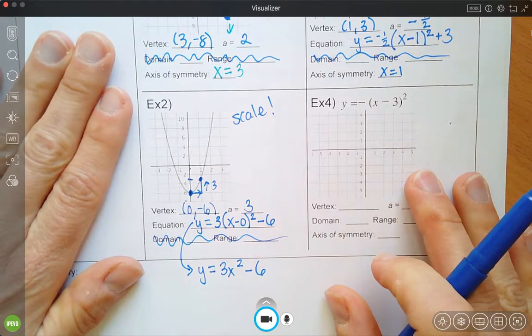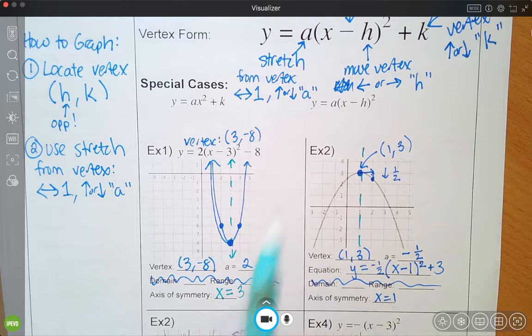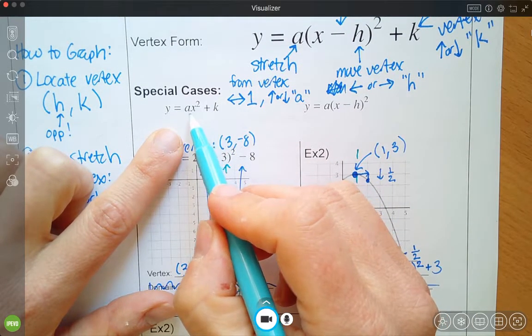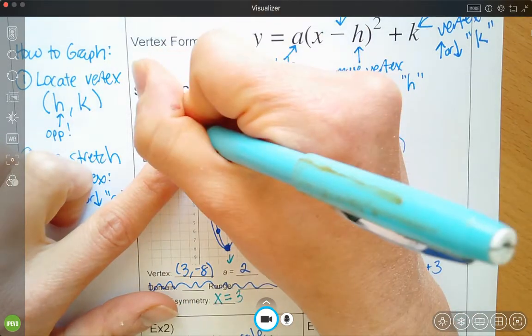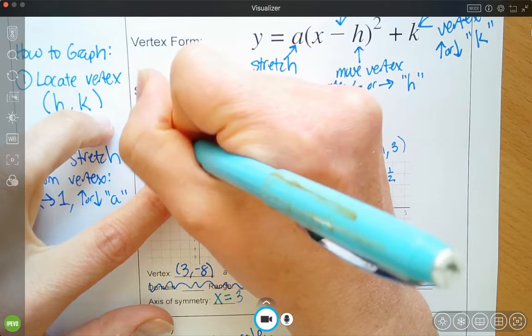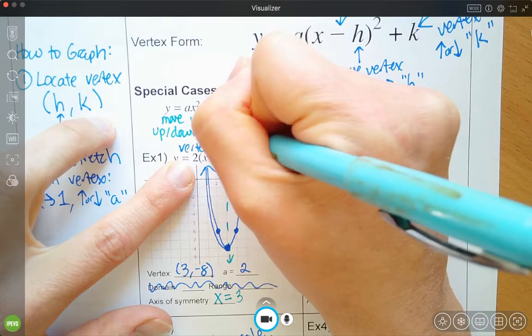So I want you to come back up here to this special cases thing. It looks like this. If the parentheses are not present, all we do is move the vertex up or down, but not left or right.